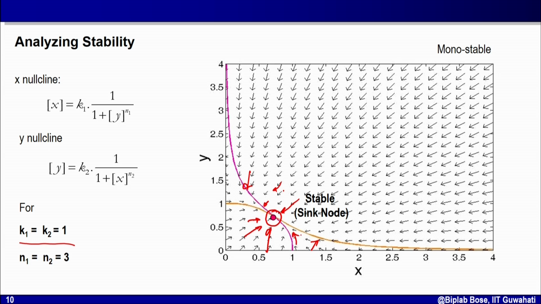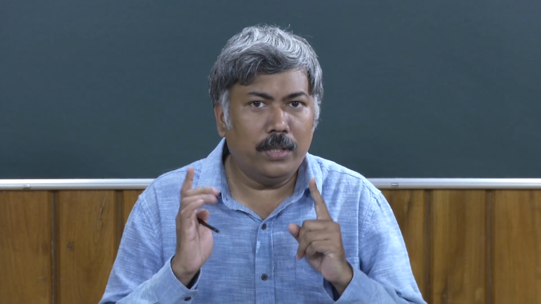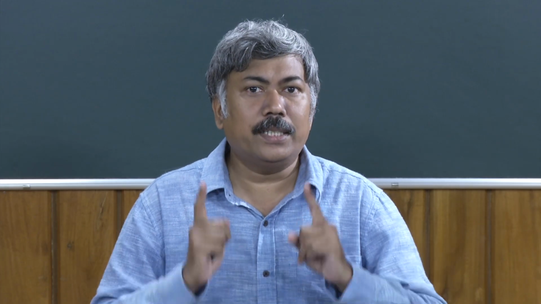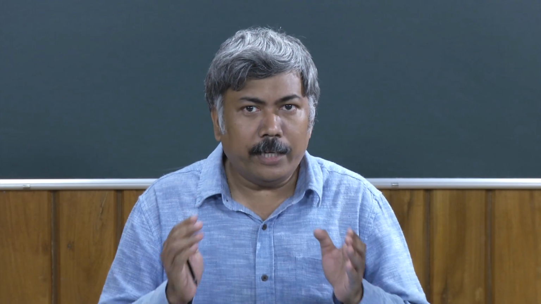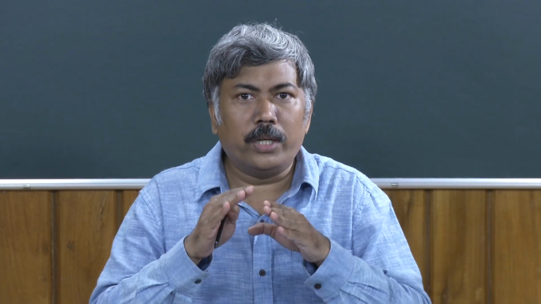So this steady state is a sink node. In this case, if the rate of production k1 and k2 is equal to 1, which is less than the previous case where they were both 3, then I get only one steady state, and that is a sink node, or a stable one. That means if I start with a unimodal system, I still get a unimodal population of cells.